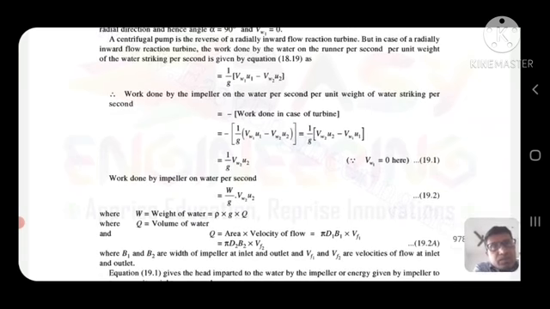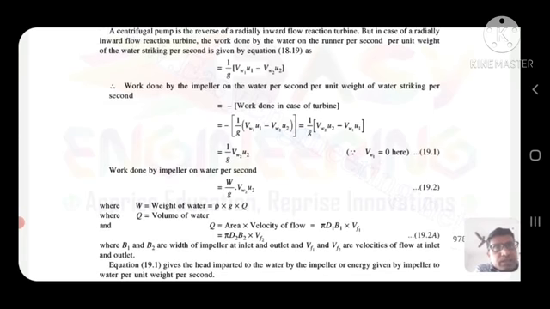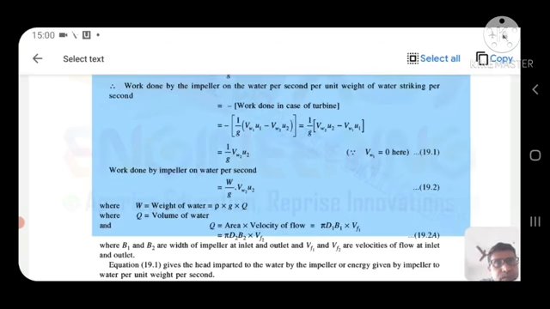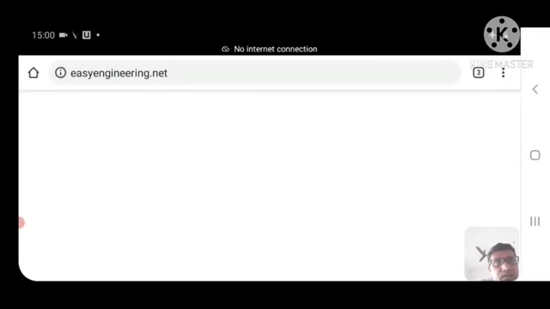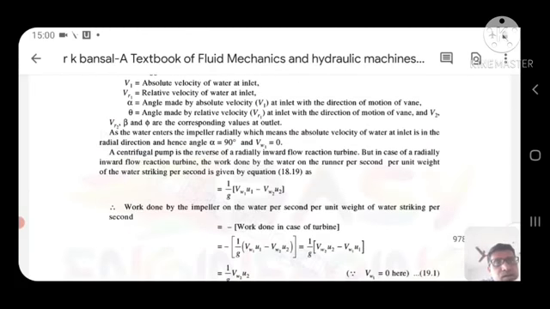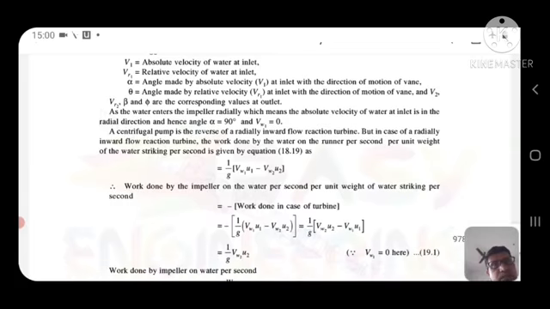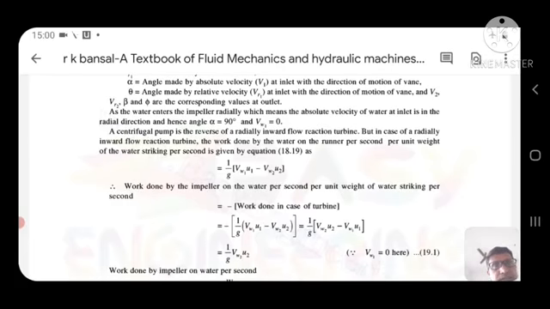A centrifugal pump is the reverse of a radially inward flow reaction turbine. As the water enters the impeller radially, which means the absolute velocity of water at inlet is in the radial direction, hence the angle alpha is equal to 90 degrees and Vw1 equal to 0.